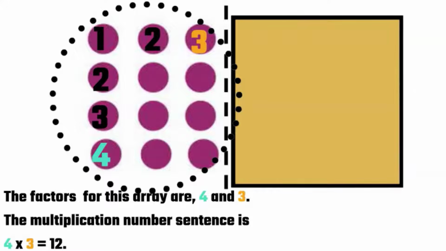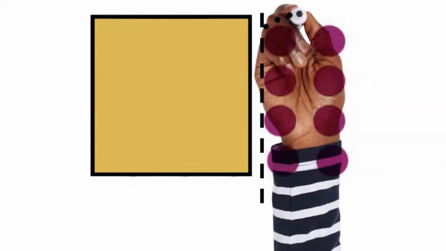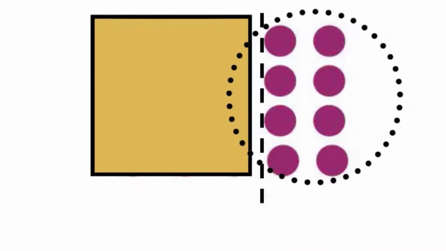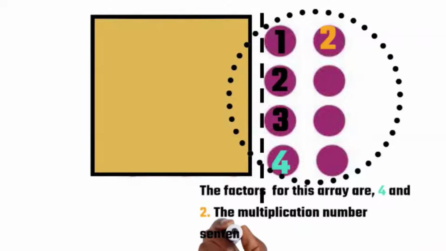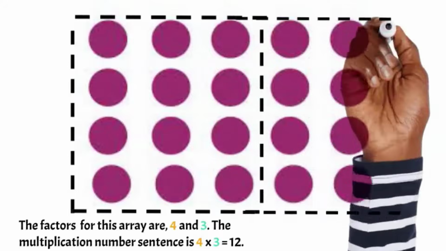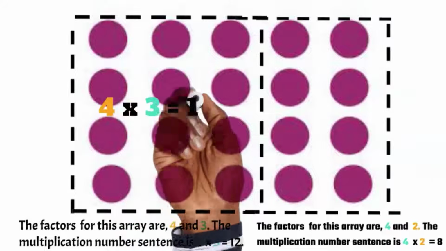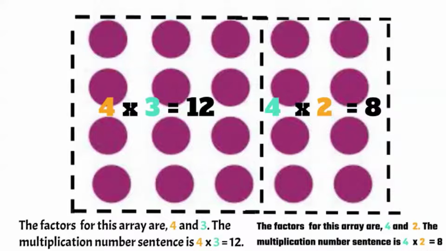Now, let's pretend that I'm taking the same array and I'm moving my square across. Now focus on this part of the array. This part has 4 rows and 2 in each row. My factors are 4 and 2. The multiplication number sentence for this part of the array is 4 times 2 equals 8. Okay, keep that in mind. So no matter how I break apart my array, on the left side it's 4 times 3 equals 12, and the equation for the other side is 4 times 2 equals 8.